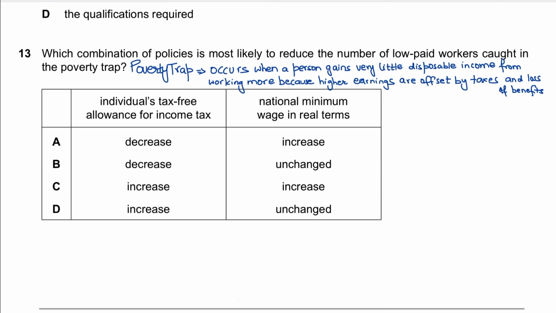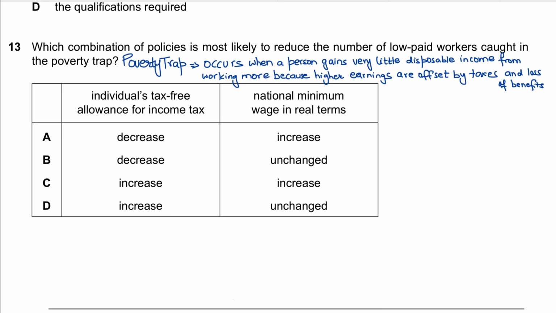Question number 13 again says, which combination of policies is most likely to reduce the number of low paid workers caught in the poverty trap? Now, for such an MCQ, you must know what a poverty trap is. A poverty trap is a situation which occurs when a person gains very little extra disposable income from working, because higher incomes are offset by taxes and loss of benefits.